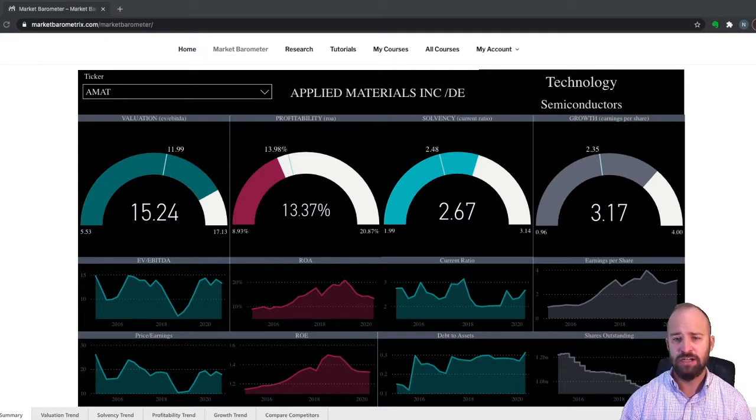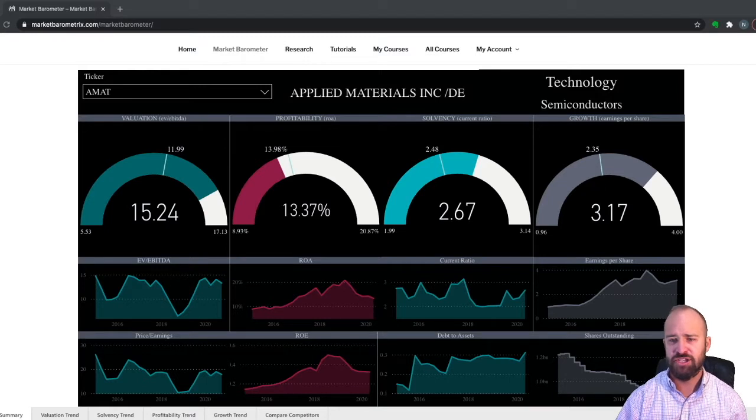Solvency, we have the current ratio up here in the gauge. 2.67 is the current reading. So slightly more liquid than it has been on average over the last several years with the average reading of 2.48. The only other thing that's jumping out at me about the solvency column here is this bottom chart, debt to assets. Looks like they have been growing their debt to assets ratio over the last several years, indicating that they're increasing the amount of leverage that they're using. So another thing to keep in the back of our minds.